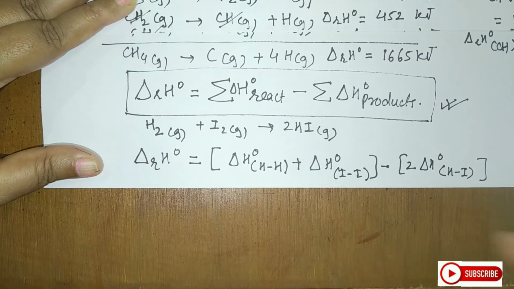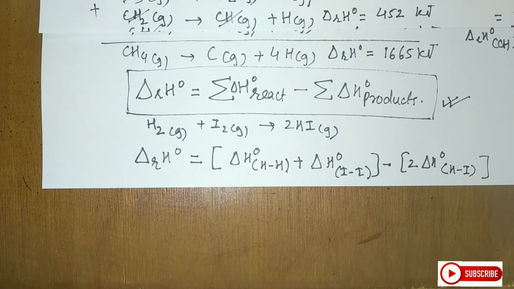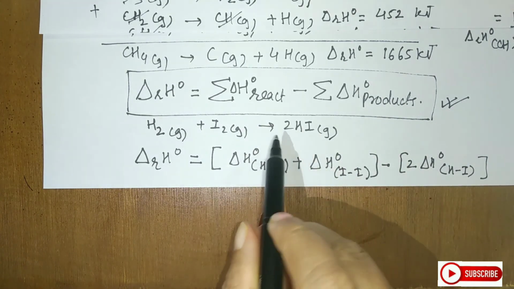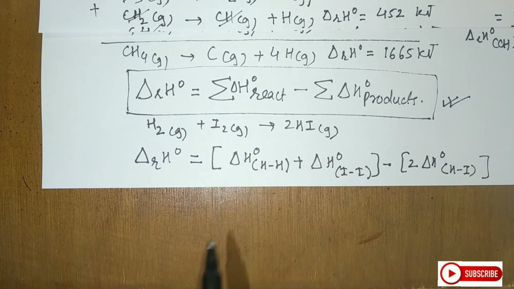Problems will be solved in the next video. I hope you have understood what is bond enthalpy, what actually you do when you are considering the bond enthalpy for heteropolyatomic molecules. Now students, the formula is very, very important. It is always the total summation of the enthalpies of the reactants minus that of products. I hope you have understood.